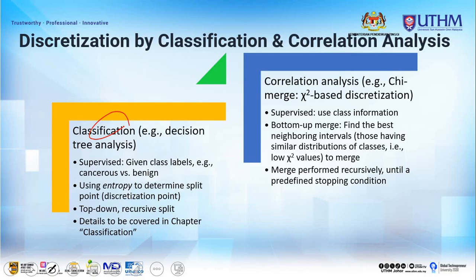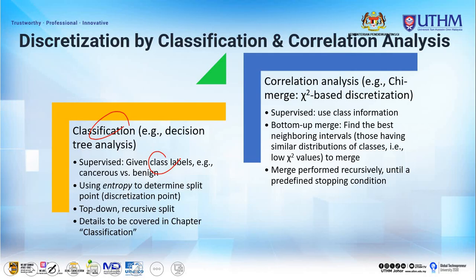It requires the class label, as we know. We need a class label for this, and then entropy-based splitting, where the entropy is used to determine the optimal split point, the discretization point. The goal is to maximize the information gain and minimize the entropy at each split. This one we already learned during our decision tree lesson. I hope you can recall. We have top-down recursive split as well.